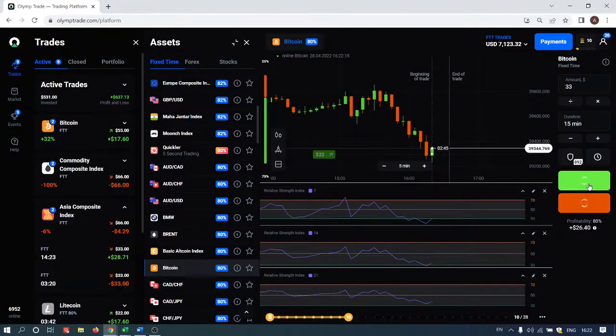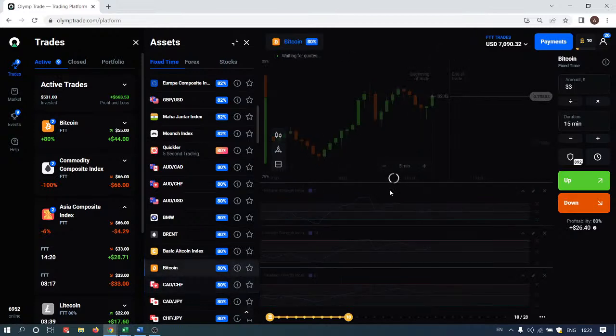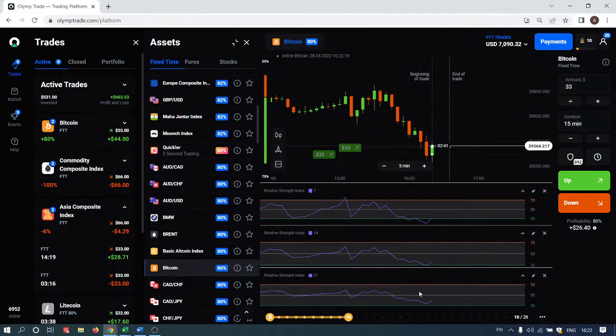Okay, Bitcoin. Let's try Bitcoin just for the sake of it. As you can see, we have two RSIs, the fast and the slow. Both are here in the oversold area, and thus I can open a trade in the upwards direction.